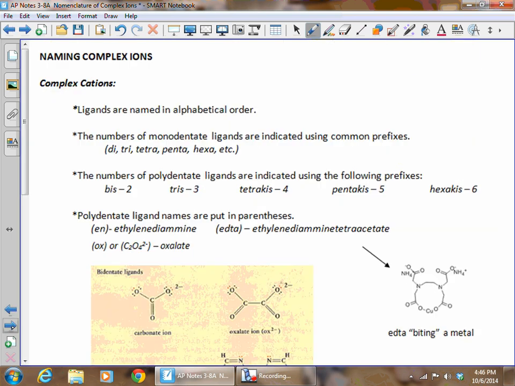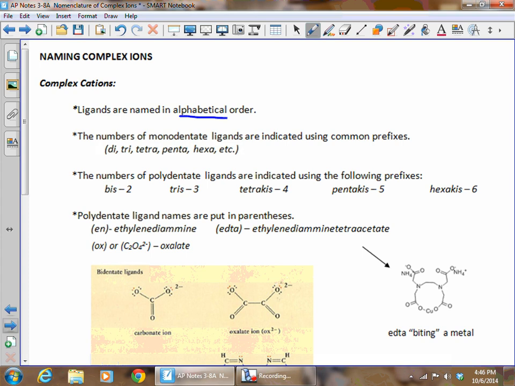So when we name cations, I'm going to read some rules, not to confuse things. I'm going to read them pretty quickly. They're not going to make a lot of sense until we actually apply them. But this time I actually do want to talk about the rules because they're kind of different.